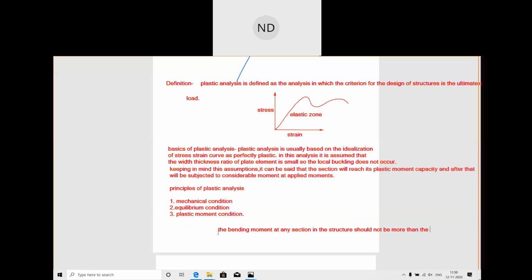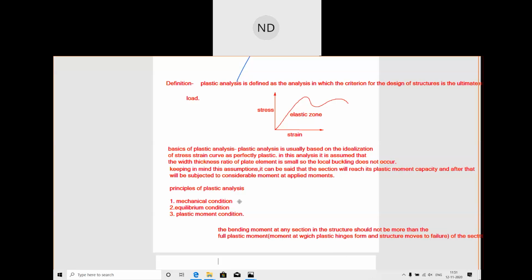Full plastic moment, that means the moment at which plastic hinges form and the structure moves to failure of the section. So what happens in this principle? This principle says that in the plastic moment condition, the bending moment at any section in the structure should not be more than the full plastic moment. That means the moment at which the plastic hinges form and the structure moves to failure is called the plastic moment. This is the plastic moment condition.